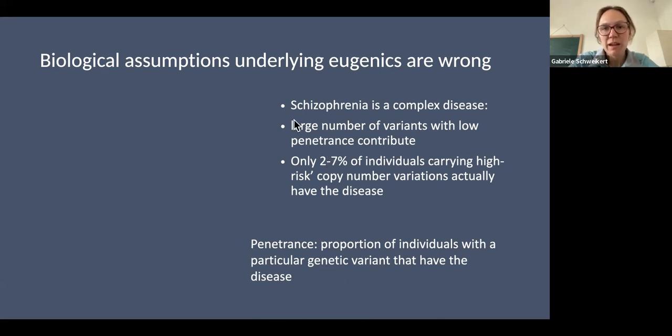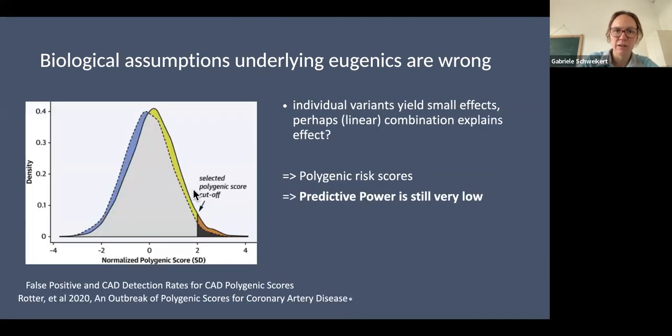Okay. So even in the healthy population, you find the same genetic variants, and that's described by the term penetrance. And only 2 to 7% of the individuals that are carrying high risk copy number variations actually have the disease. So it's very difficult. There's a complex interplay of a large number of variants which all contribute, and it's not inherited in a simple Mendelian way.